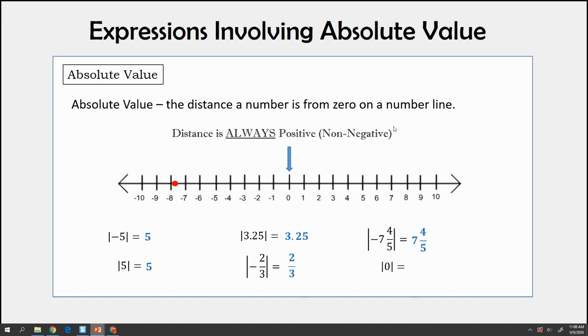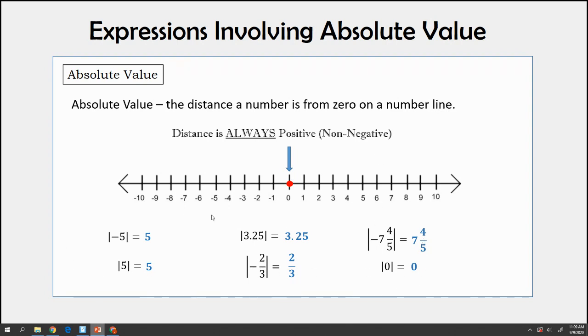And the reason I went up here and said non-negative is because of this last example. What's the absolute value of zero? Well, zero is 0 units from zero. And zero is not considered to be a positive or a negative number. So that's the only reason we don't say all the answers are always positive: you could get zero, which is technically not a positive number. In every other case, the answer to an absolute value is positive.